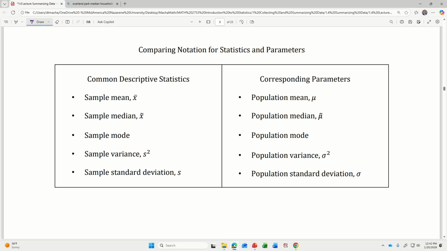The population mean is also known as the expected value. That means the same thing. Expected value is a parameter, and it means exactly the same thing as population mean. Those are synonyms. And the symbol that we use to represent population mean is a lowercase Greek letter mu.